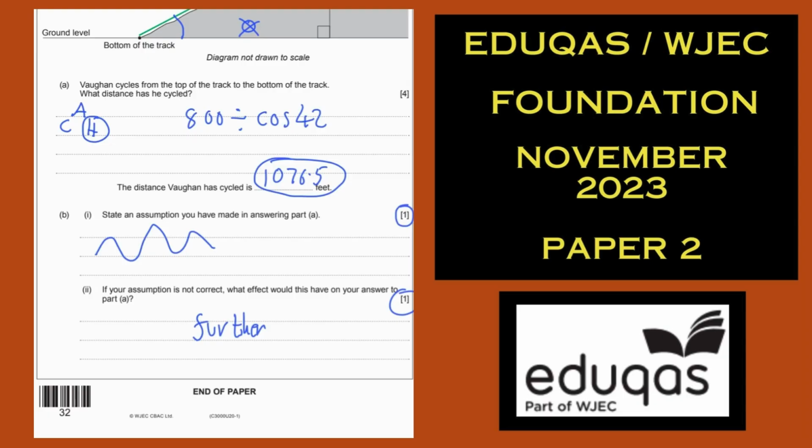But there we go. Take a deep breath. As always with Eduqas papers, not the worst paper in the world, but certainly as wordy as they could possibly make it. Just don't let the words put you off. And the maths isn't the worst. It's not the worst paper you'll ever see, but you can get bogged down. Anyway, I'm going to move on.